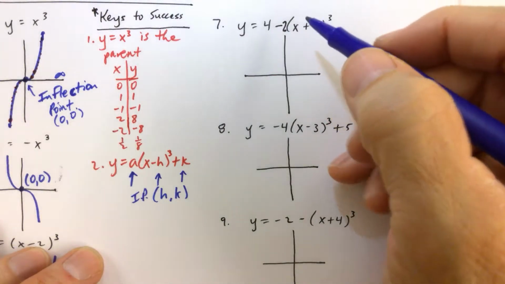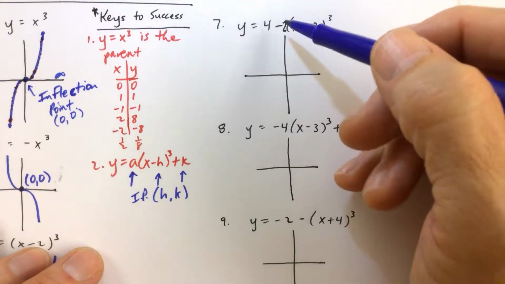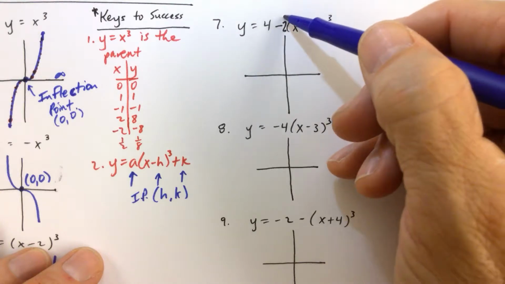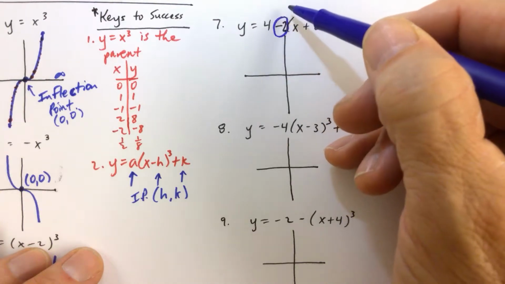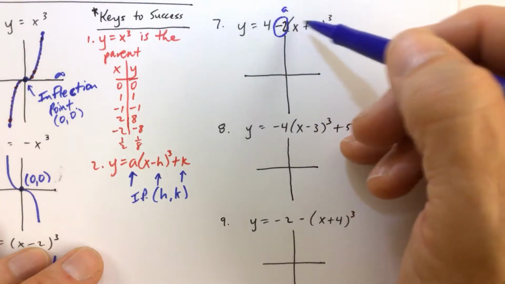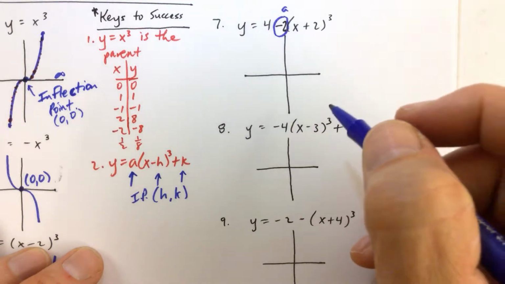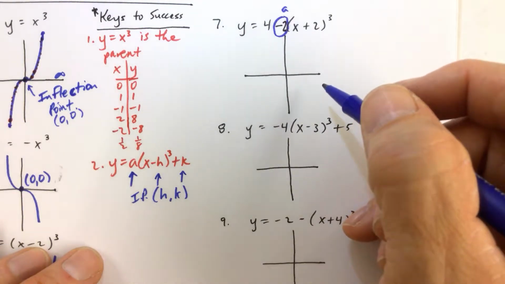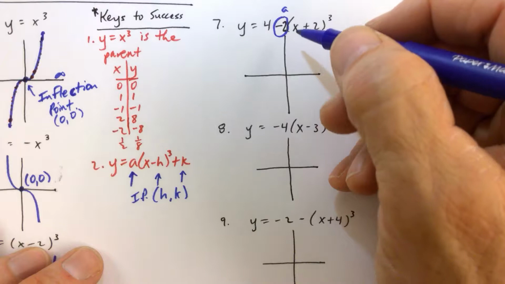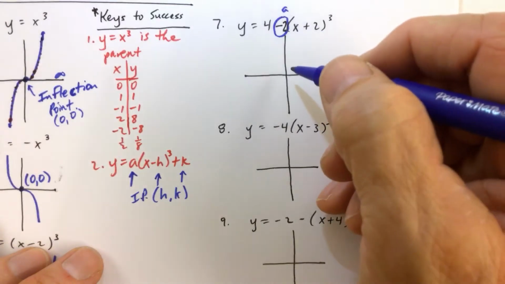Number 7, there is a little bit of a difference here. For number 7 and 8, we have a number besides 1 or negative 1 in front of the parentheses being multiplied by the set of parentheses. All that's going to do is create a vertical stretch. And so you're not going to do really anything any different.